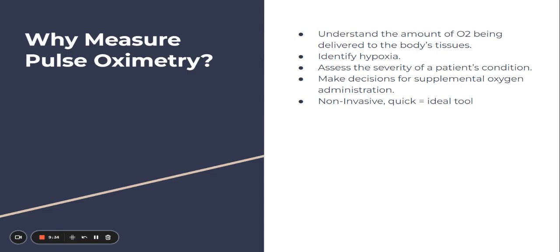For example, a patient with low oxygen saturation level may need supplemental oxygen to help support their breathing and improve their oxygen saturation levels. Pulse oximetry is a non-invasive and relatively quick measurement, which makes it an ideal tool for paramedics who can quickly assess a patient's condition and make treatment decisions in the field.